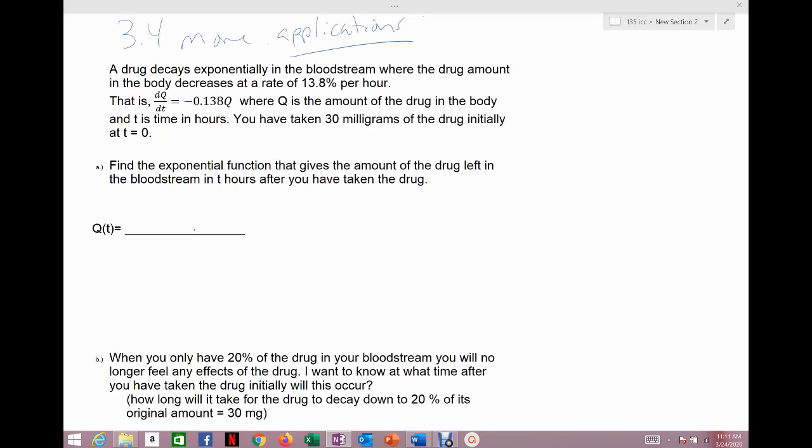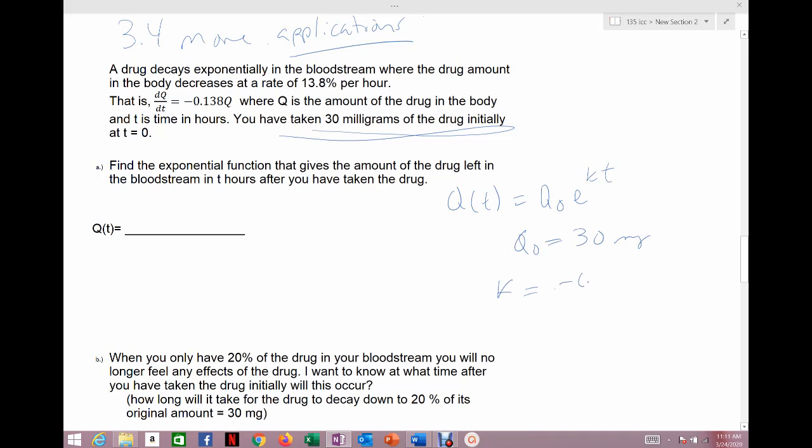Suppose that you have taken 30 milligrams of this particular drug initially, so that's how much you've taken. That's your Q naught. Find the exponential function that gives the amount of drug left in the bloodstream after t hours. You have to remember that it's the same exponential equation we had before. The only difference is k is negative, so you don't have to know a new equation. My initial amount was 30 milligrams.